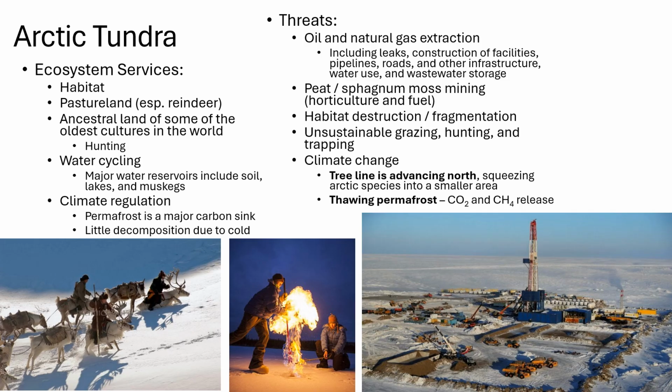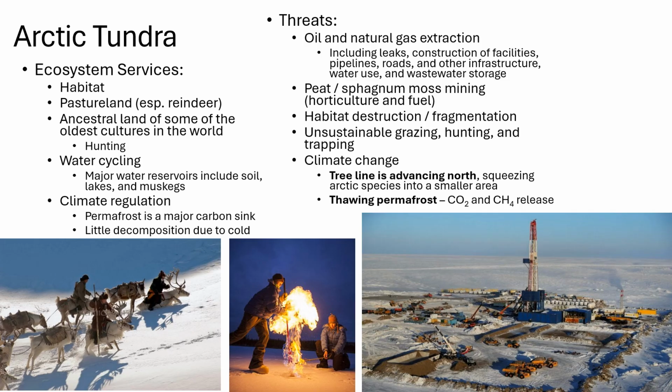Ecosystem services, again, a lot of repeats: habitat, pasture land, especially for reindeer, but increasingly even cattle and sheep, horses as well. Ancestral lands is some of the oldest cultures in the world. There's like oldest contiguous cultures in the world. Water cycling is a huge one. This is a large store of water, especially in the lakes and muskegs.